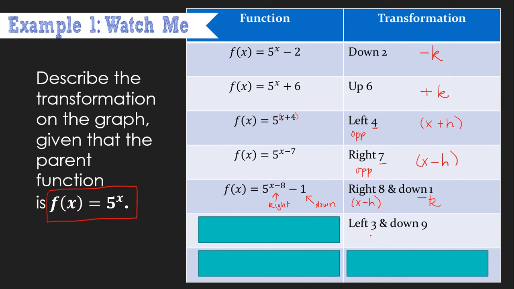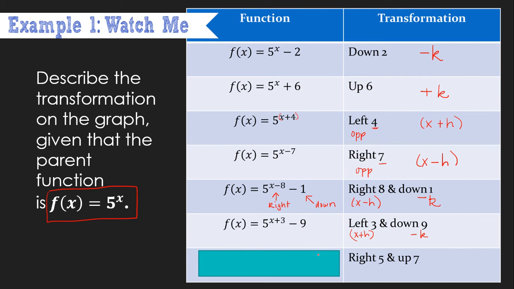So if I want to go left 3 and down 9, left 3, this would be an x plus h situation, okay, because those are opposite, remember, and then down 9, I would be subtracting k. So 5 to the x plus 3, that describes my movement left, and then minus 9 describes my movement down. So my asymptote would be at -9 here. And then lastly, we have right 5, so that's going to be x minus 5, and then up 7, that was going to be that plus 7 at the end. So there we go, 5 to the x minus 5 plus 7.